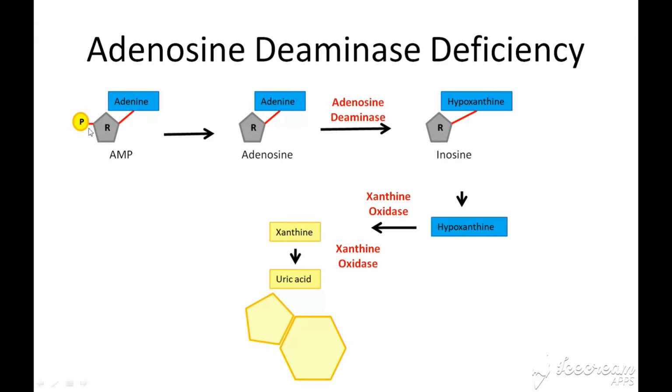Now, the most susceptible cells to accumulation of AMP are going to be the lymphocytes. So adenosine deaminase deficiency is actually one of the causes of something called SCID, or severe combined immunodeficiency, because basically it's going to lead to dysfunctional lymphocytes.